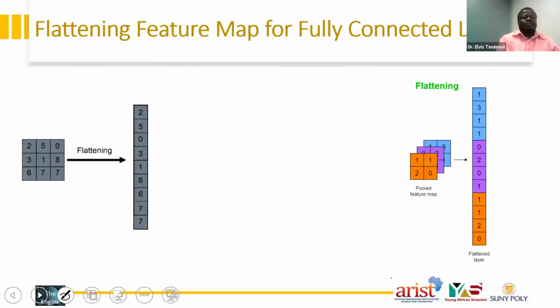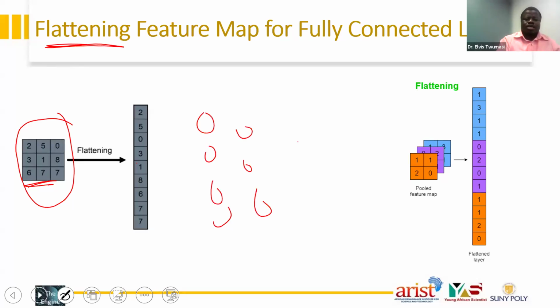When we are sending the final answer after pooling to the normal neural network, we do something we call flattening. You have to arrange these numbers as input to a neural network. And then this is the output.